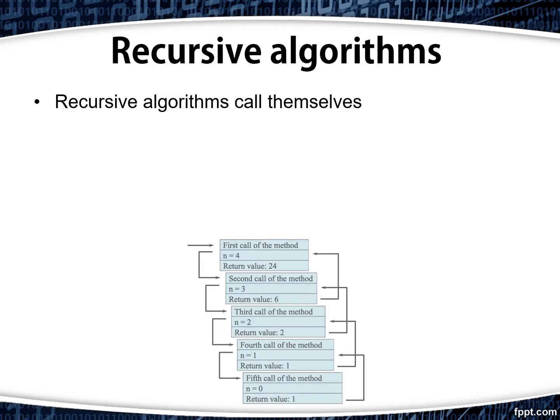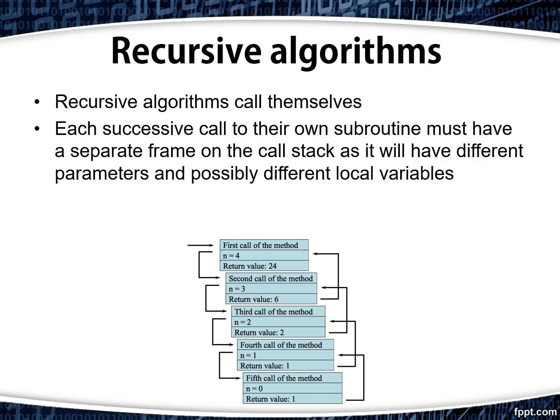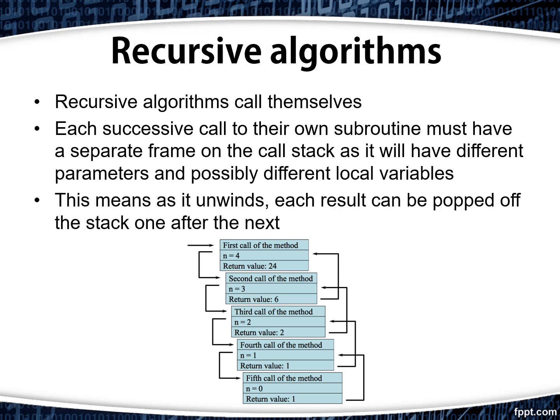Recursive algorithms are algorithms that call themselves. We'll be learning more about these in the next video. Each successive call to their own subroutine must have a separate frame on the call stack, as it will have different parameters and possibly different local variables. This means, as it unwinds, each result can be popped off the stack one after the next.